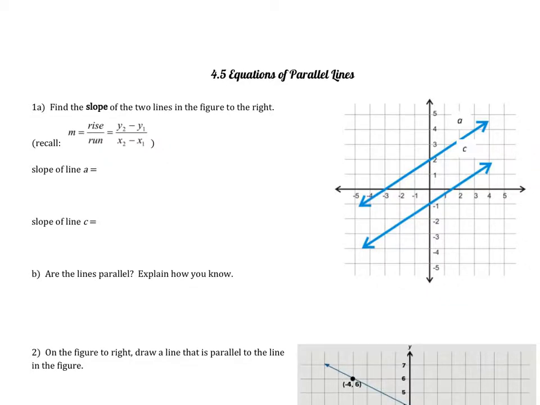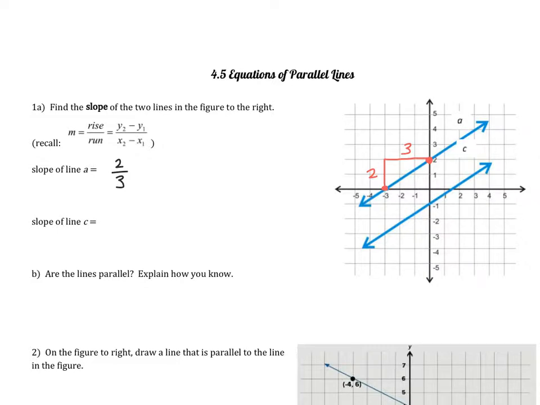So for line A, I'm going to start by finding 2 coordinates that I know. Again, I'm not going to pick a coordinate that's somewhere in between. So I'll pick these 2, and then I'll just do the rise over the run. To go from my left point to my right point, I have to go up 2, right 3. So that means that my slope is 2 over 3, rise over run.